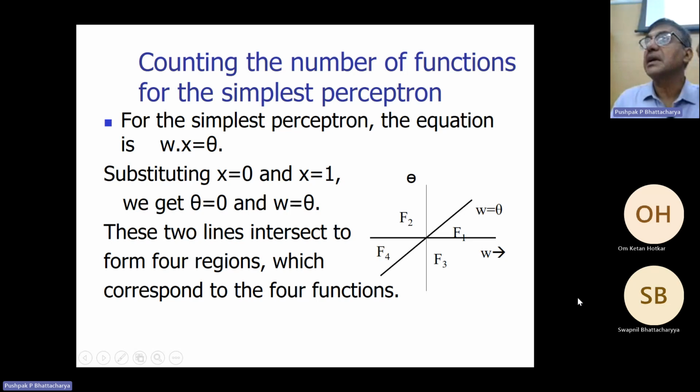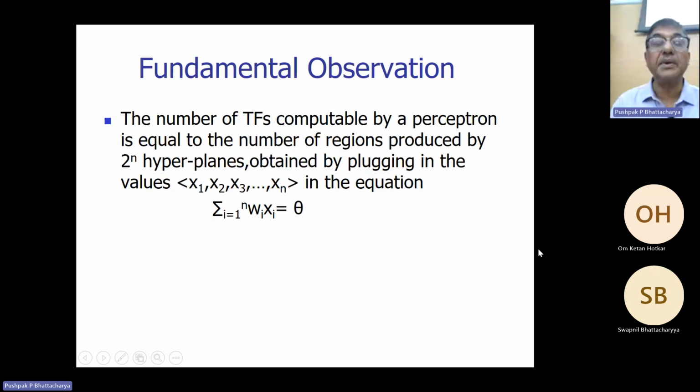Okay, so this gives rise to a very important fundamental observation. The number of threshold functions computable by a perceptron is equal to the number of regions produced by 2 to the power n hyperplanes obtained by plugging in the values x1, x2 up to xn in the equation sigma wi xi equal to theta, i goes from 1 to n. Okay, this is called the fundamental observation for the computing power of perceptron.